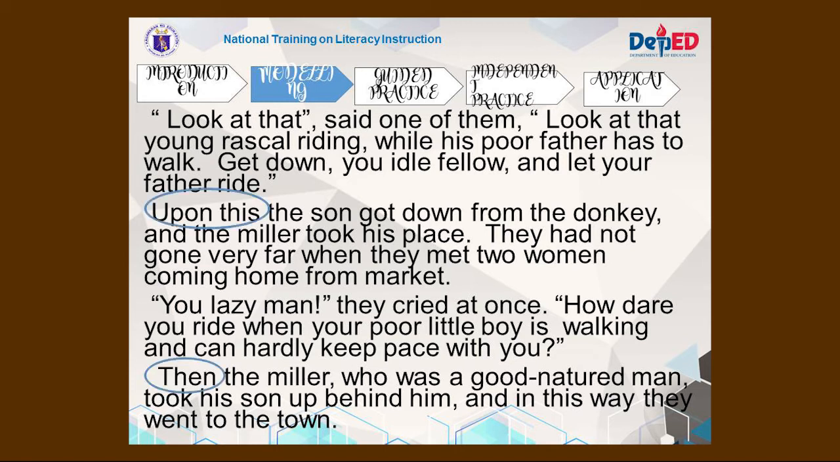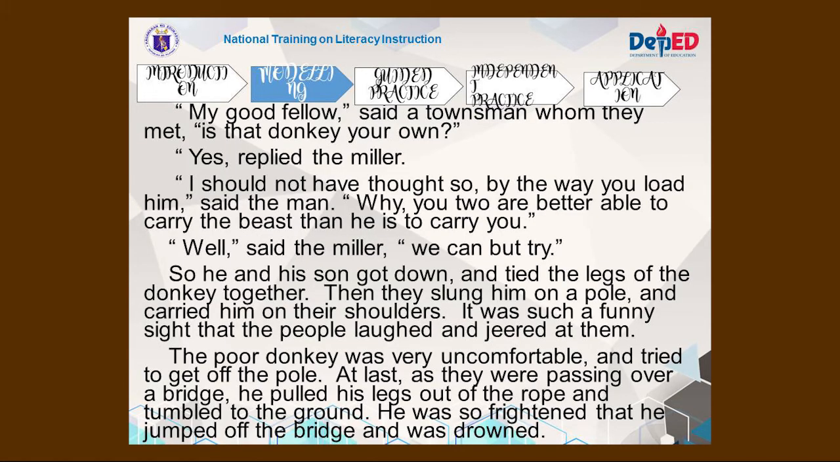I will locate the signal words wherein it marks the sequence in this part of the text. Upon this, then. I will continue reading the last part of the text.